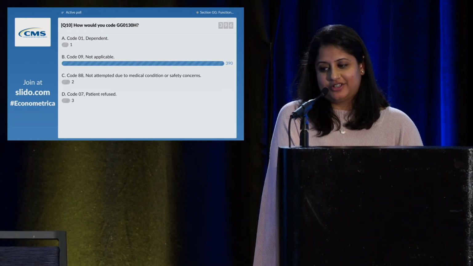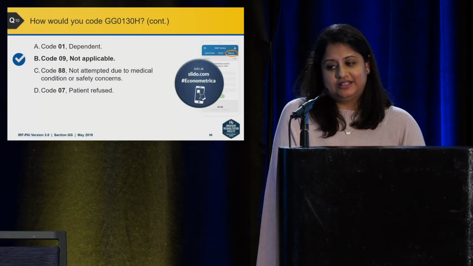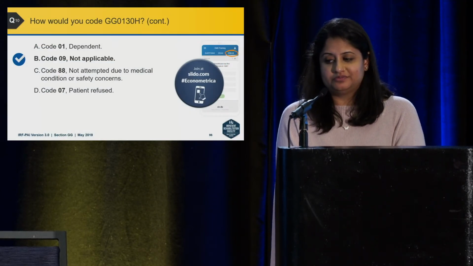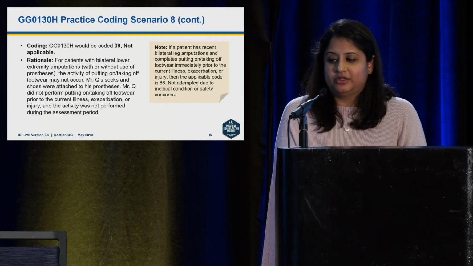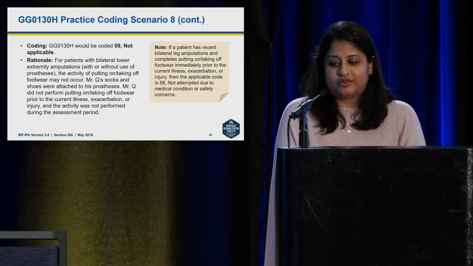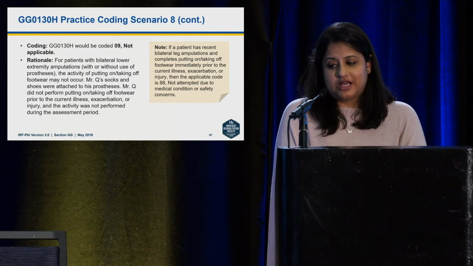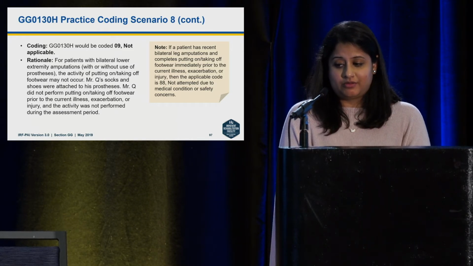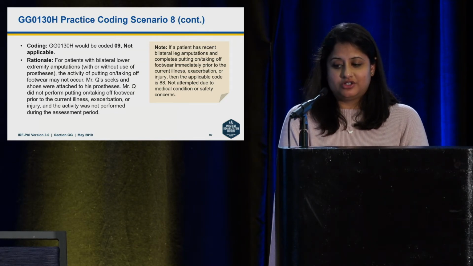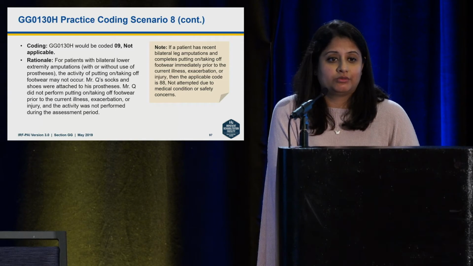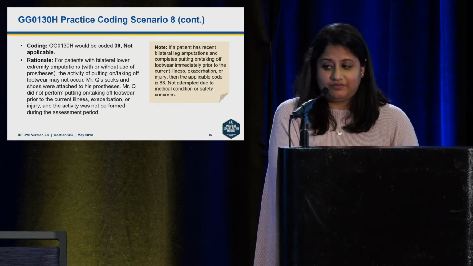All right, and we're going to look at the correct answer now, and it is 09, not applicable. The rationale being patients with bilateral lower extremity amputations with or without use of prosthesis, the activity of putting on and taking off footwear may not occur. Mr. Q's socks and shoes were attached to his prosthesis. Mr. Q did not perform putting on and taking off footwear prior to the current illness, exacerbation, or injury, and the activity was not performed during the assessment period in the facility.